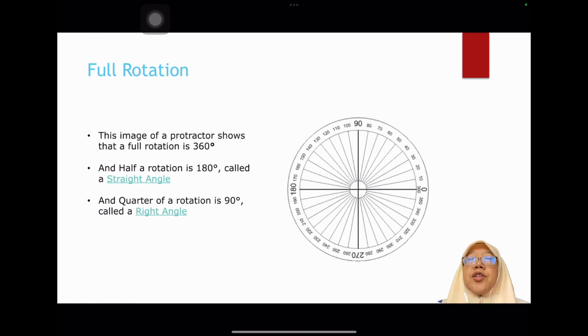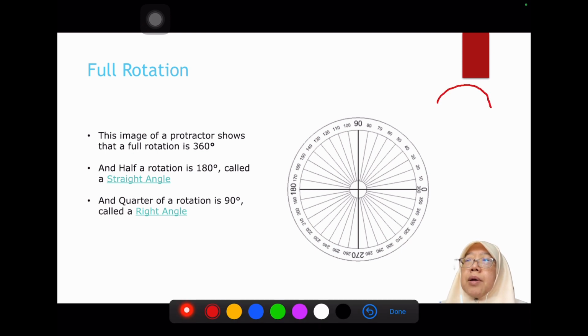This image of a protractor shows a full rotation of 360 degrees. Now, if you don't have the 0 to 360 degrees protractor, it's okay. Just find two 0 to 180 protractors. You can place them up here, then let's see, I'll use another color, place another one down here. So you will get a 360 degrees protractor.